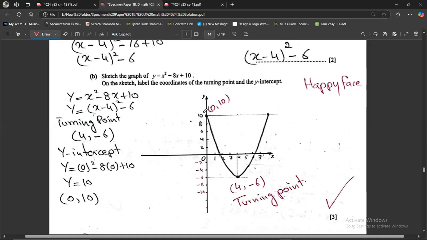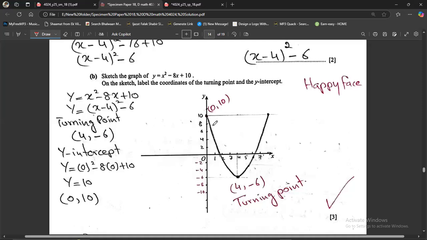So I will draw them on this grid. So this is the shape, I only know these 2 points, okay? So around this point, the graph is symmetrical. So 1, 2, 3, 4. At 4 points behind this point, the y value is 10. 4 points after this point, the y value is 10. So just join them. So it's a happy face.